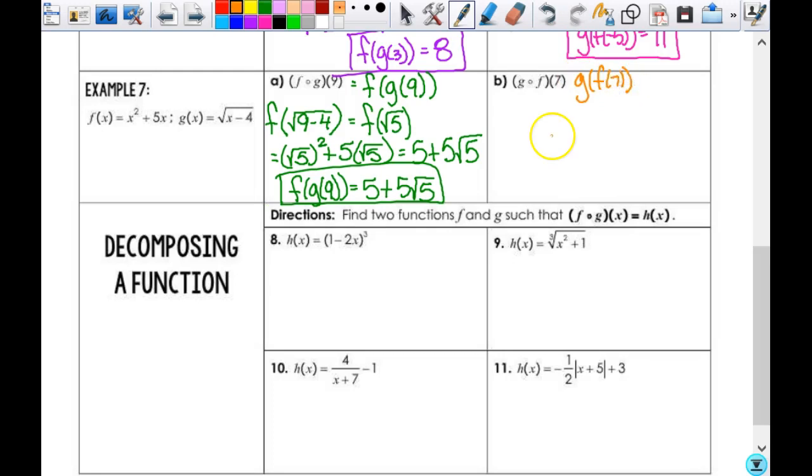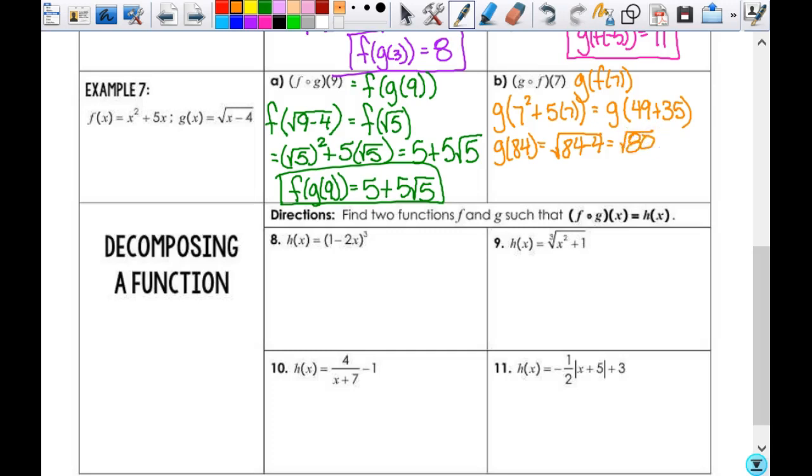So that means I get g of, and I substitute the 7 in, I get 7 squared plus 5 times 7. So that's g of 49 plus 35. What's 49 plus 35? 84. So I get g of 84. So that's going to be the square root of 84 minus 4, which gives me the square root of 80.